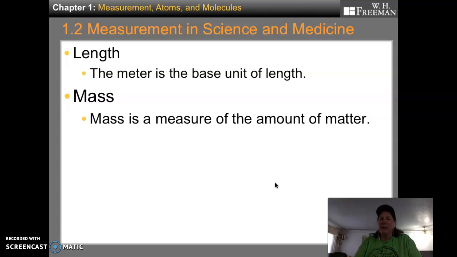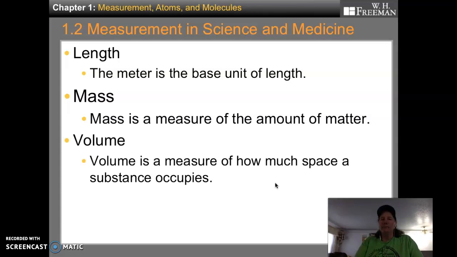When you're talking about mass, mass is how much matter you have. That's what you get from the scale. When you step on a scale, you're getting your mass. The base unit of mass is a gram, which is a small unit. Where we would say pounds, we'd use a kilogram. There's 2.2 pounds in a kilogram. Those of you that have ever wrestled or weightlifted, your weight classes are based on kilograms.